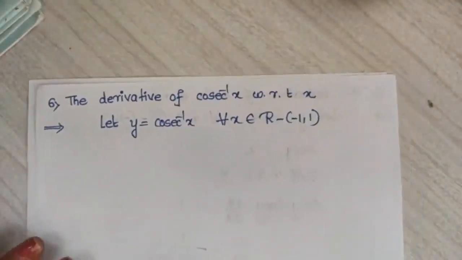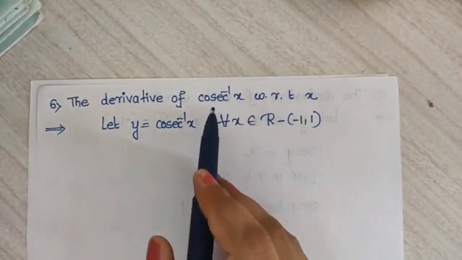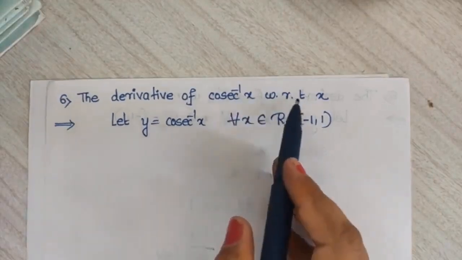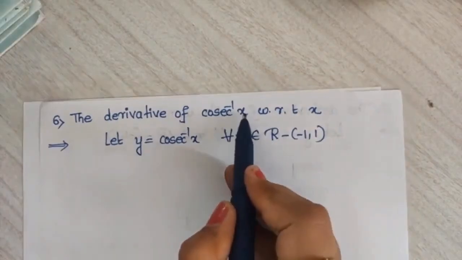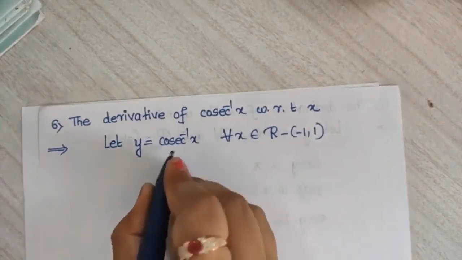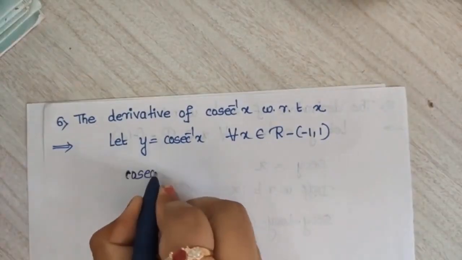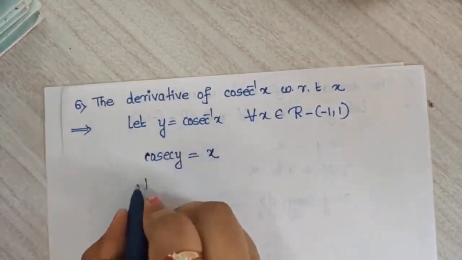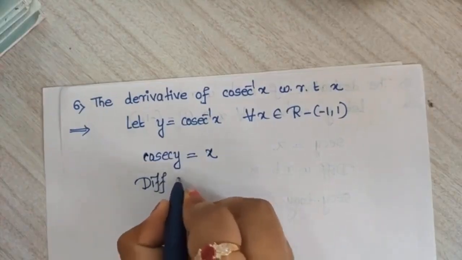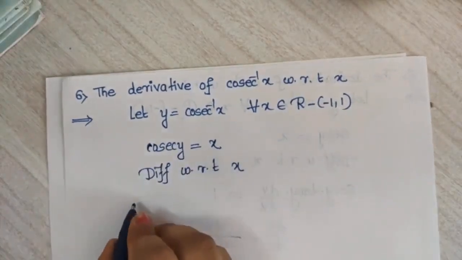Next, last one, sixth inverse trigonometric function, that is cosec inverse x. We find the derivative of this cosec inverse x with respect to x. Again same duty, I'll take this cosec inverse x as y. Now bring this cosec inverse to the left hand side, it becomes cosec. Cosec y is equal to what? x. Now differentiating with respect to x, what you will get?